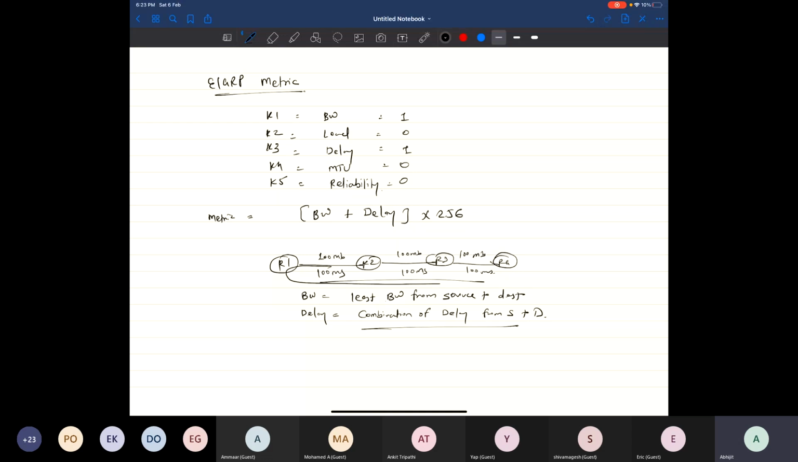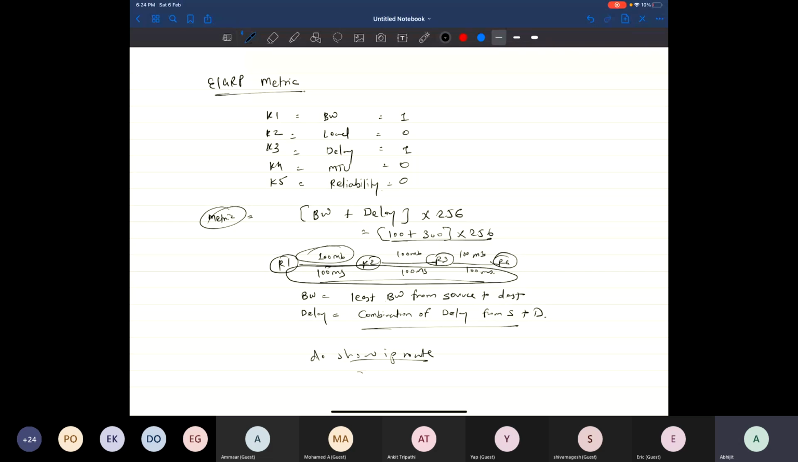So this particular thing will be the combination of delay from source to destination, like the time taken for a packet to travel from one router to another, and then it will be just a single 100 Mbps as the bandwidth. For calculating that, it will be something like 100 plus 300, multiplied by 256, and the output of that will be the metric that you actually see when you perform a show ip route.